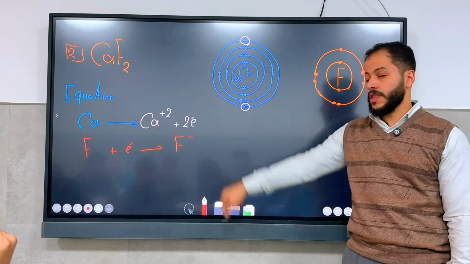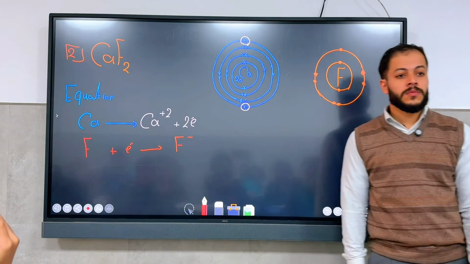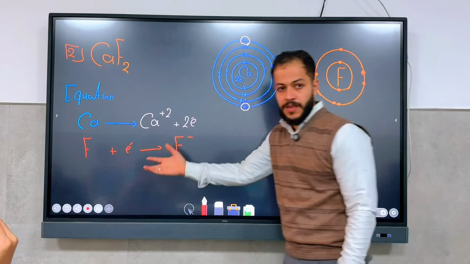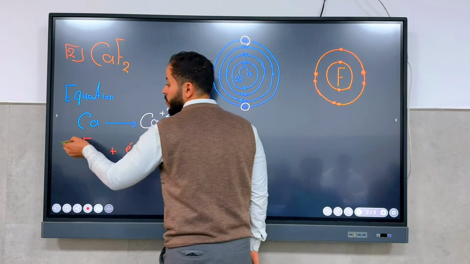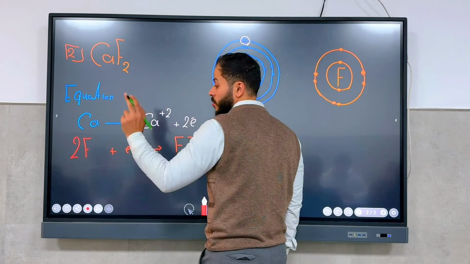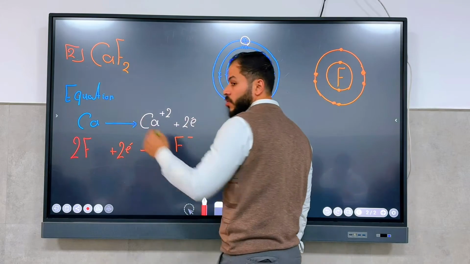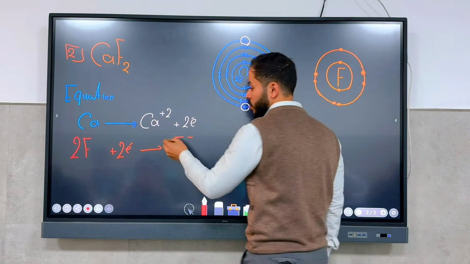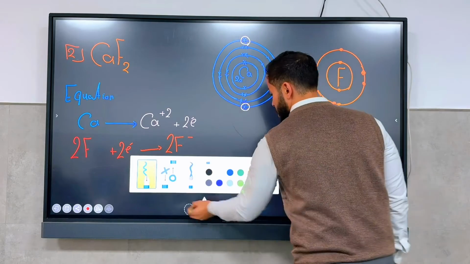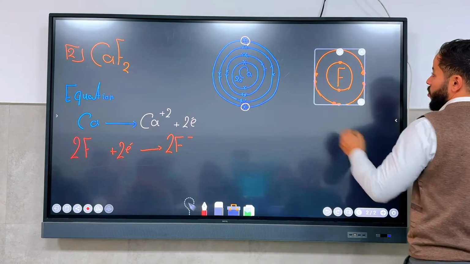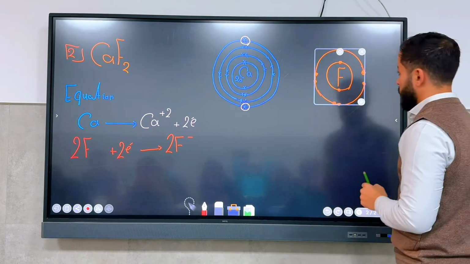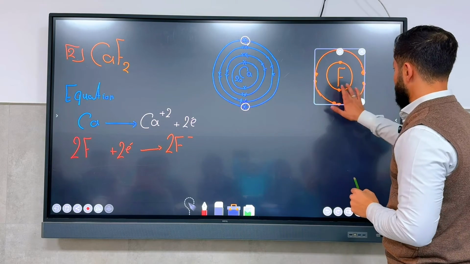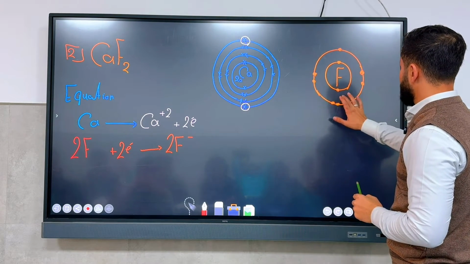So how could we solve this? We just balance the number of fluorine atoms by multiplying by 2. So I will take 2 atoms of fluorine. Each atom will take 1 electron, so it's 2 electrons in total to form 2 ions. This means we will duplicate this part here. How could we duplicate it? We could not duplicate this atom.